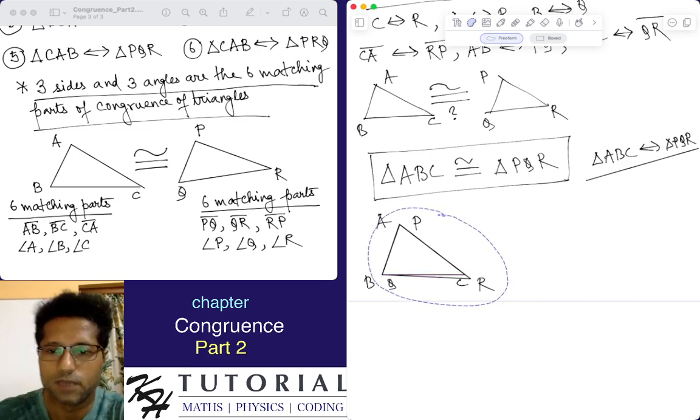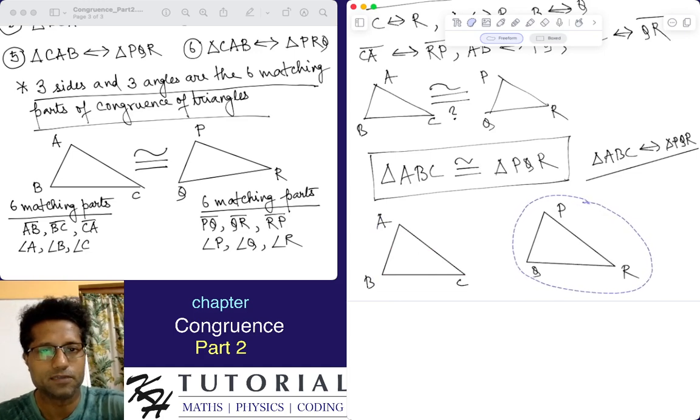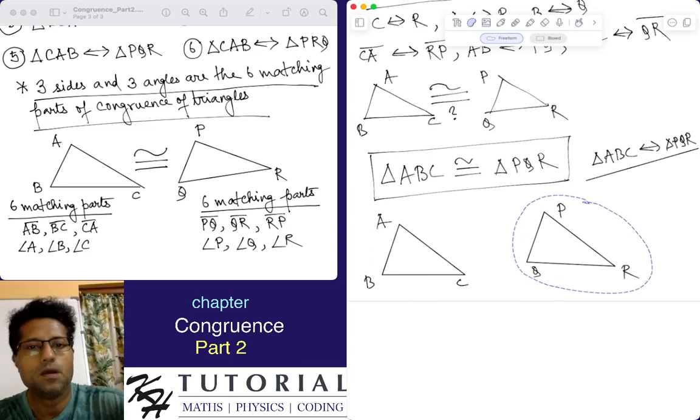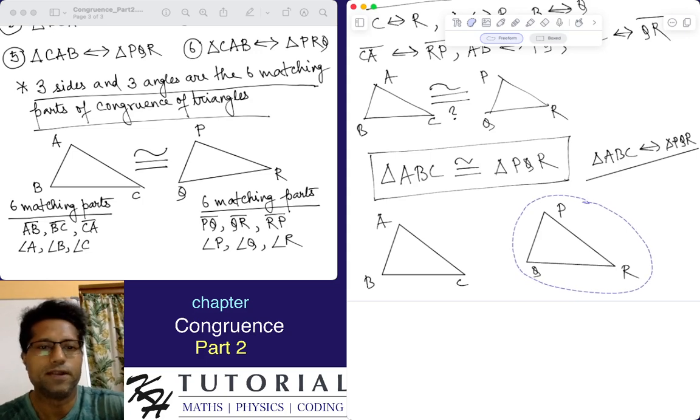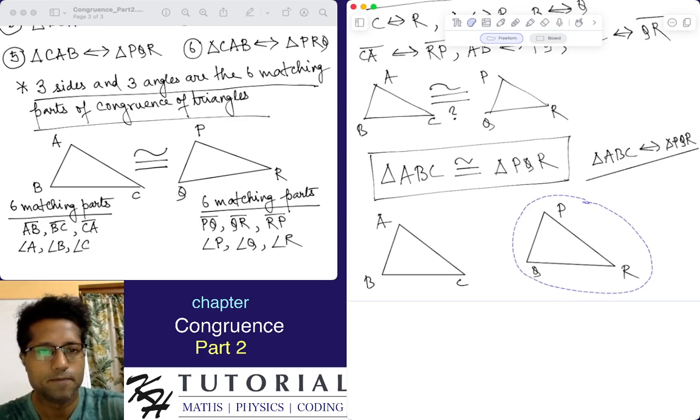Anyway, I just wanted to visually show this. The last point is that 3 sides and 3 angles are the 6 matching parts of congruence of triangles. Now, if I am trying to verify whether the two triangles ABC and PQR are congruent or not, then in solving problems, definitely you will not use the method of superposing.